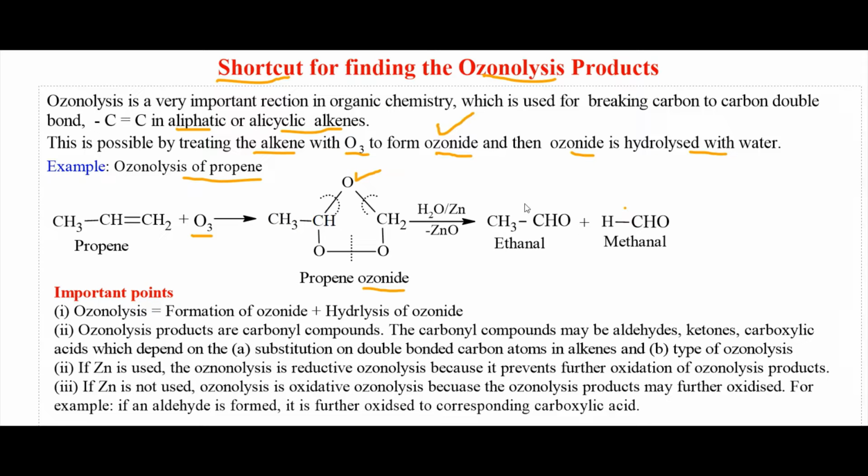One is CH3CHO. It is known as ethanal or acetaldehyde. Next one is CH2O, this much part, CH2O. So the first fragment is CH3CHO, ethanal or acetaldehyde. Second fragment is CH2O. CH2O you can write as HCHO, methanal or formaldehyde. So the main products are carbonyl compounds. In this case, both are aldehydes. In some cases, we may get ketone depending on the substitution on these carbon to carbon double bond. Depending on the substitutions, we may get ketone also, right?